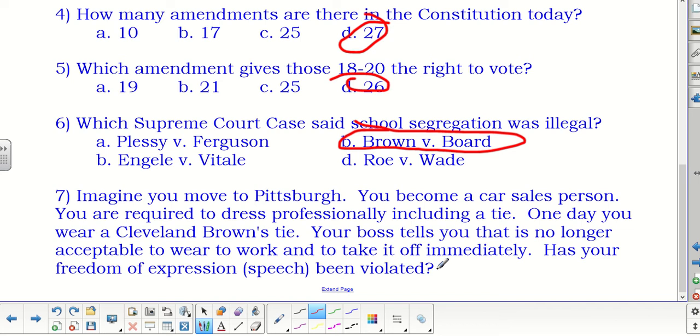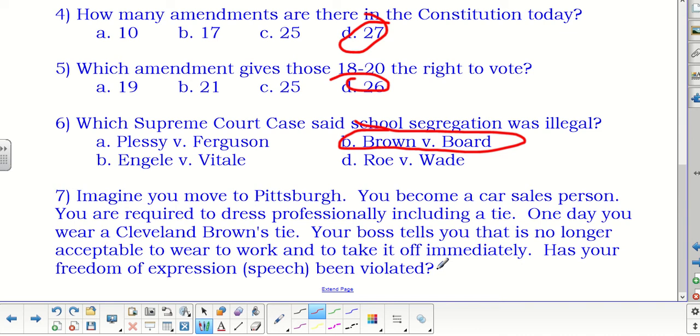Your boss tells you, hey, listen, a lot of Pittsburgh businesses advertise with us, and some of them, maybe a local radio station, etc., play the Pittsburgh Steelers. I don't want you wearing that tie to work. If your boss says you cannot wear your Browns tie to work, now to be clear, there's no profanity on this tie. It's just a typical Cleveland Browns tie.